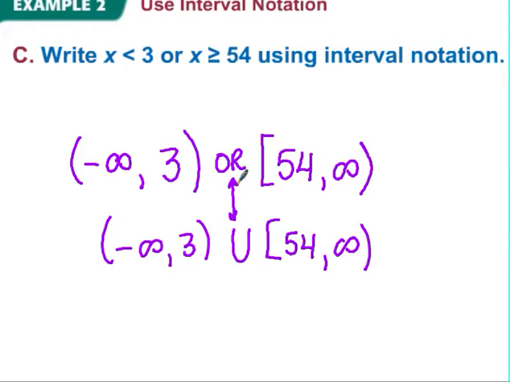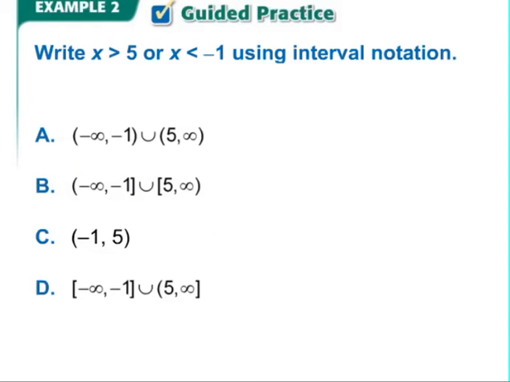Yeah? Yep. No. You always start with your leftmost point. Why is there a bracket on one side? Because 54 is included. That's what this equal to sign means. Okay? So whenever you have that equal to sign, that means 54 is included. And infinity always has a parenthesis. So with that in mind, here's your chance. Okay? Write that using interval notation. Same thing.